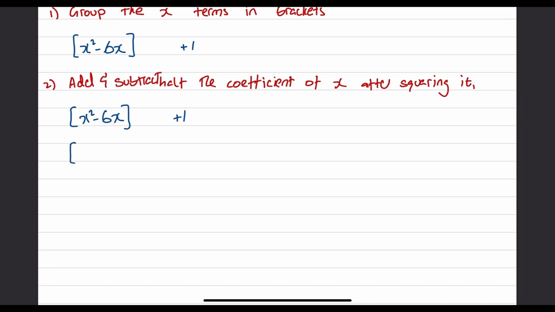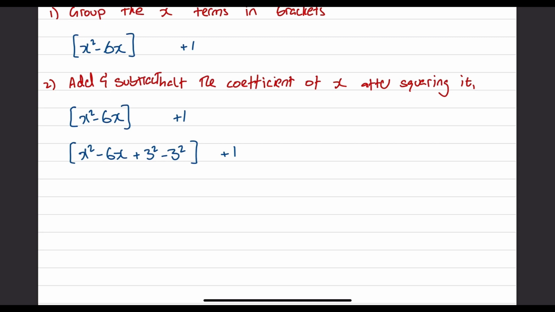So what we essentially do is x squared minus 6x, then we add 3 squared because 3 is half of 6, and we also subtract it to neutralize the effect of adding something, because we can't just add something to an expression without neutralizing it or balancing it out. And then you close the bracket, and of course your constant stays the same.